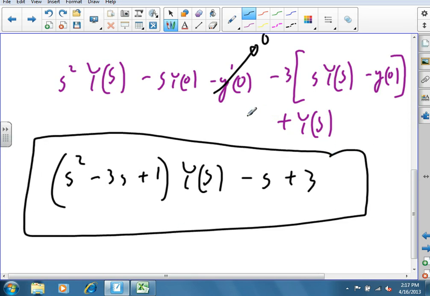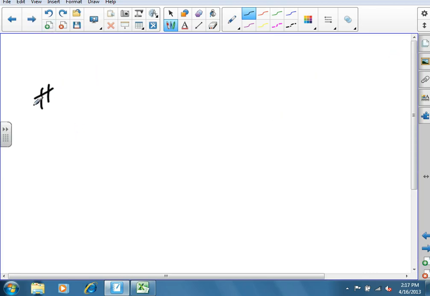Now, if I had this equal to 0, then I could solve for Y of s, but they didn't ask me to do that, so I'm not going to be an overachiever. Back to 34? 34. Okay, so I've got number 34.